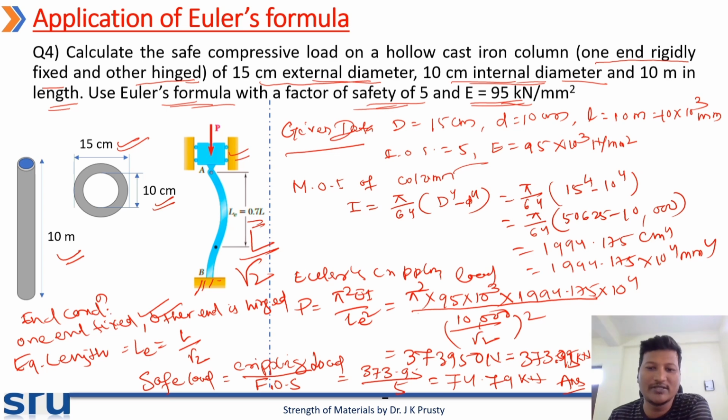I hope you understood this problem. So this similar kind of problem you can now solve. Some dimension might be given, and the other value required is your modulus of elasticity. The important point is you need to find out the moment of inertia based on the cross section, and you need to identify the end conditions, and based on that you can calculate the Euler crippling load, that is P is equal to pi square EI by L_e square.